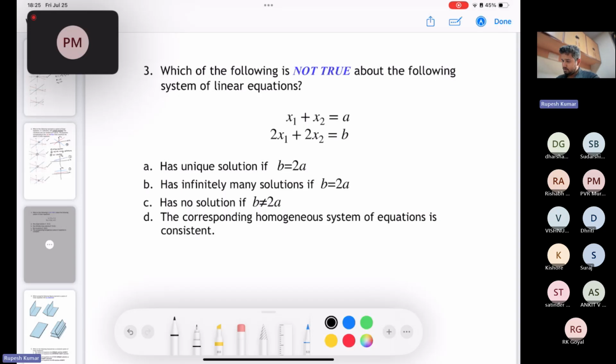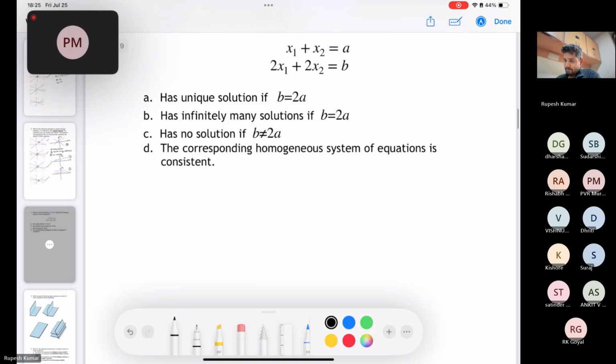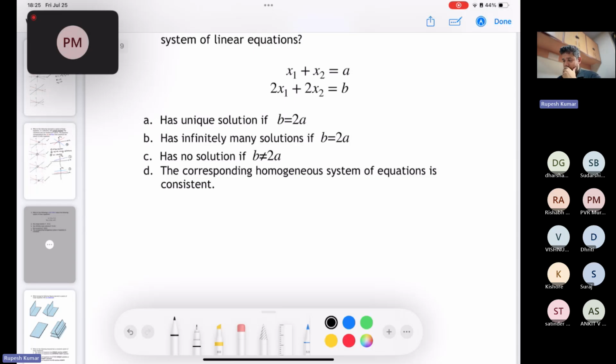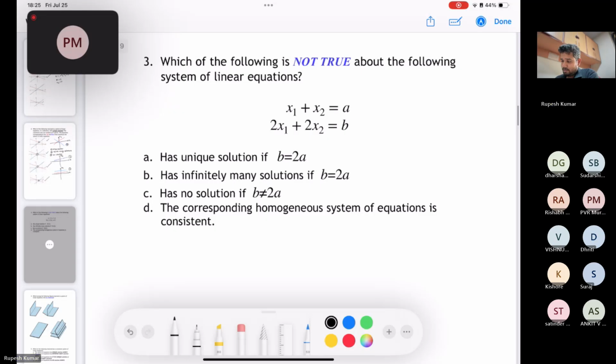Fine. So let's start with the third problem. Which one of the following is not true about the following system of linear equations? You have x1 plus x2 equals a and 2x1 plus 2x2 equals b. The options are: has a unique solution if b equals 2a, has infinitely many solutions if b equals 2a, has no solution if b not equal to 2a, and the corresponding homogeneous system of equations is consistent.